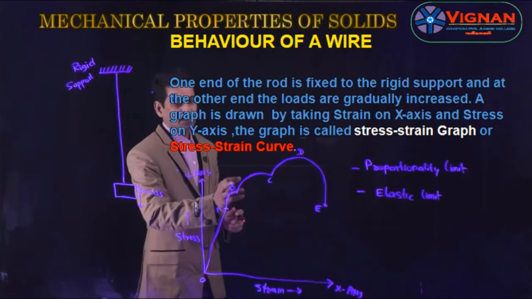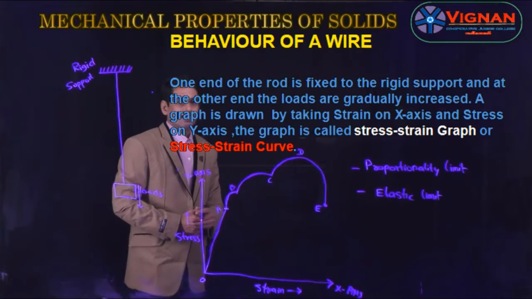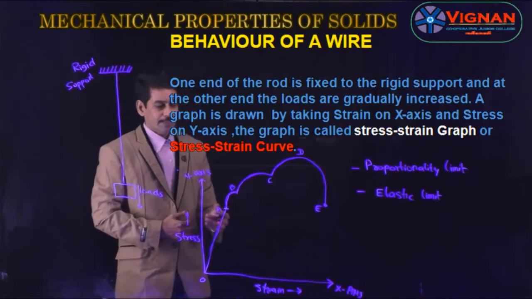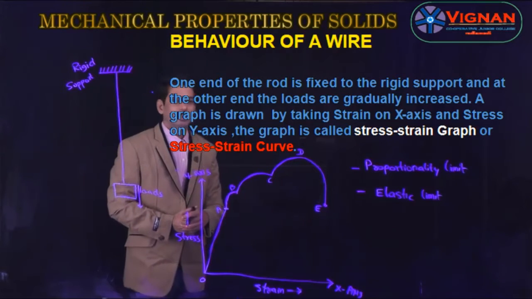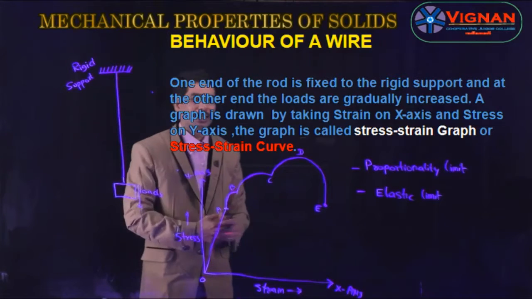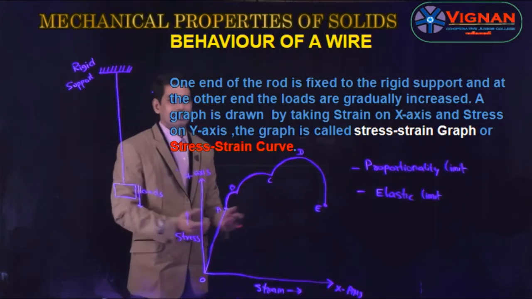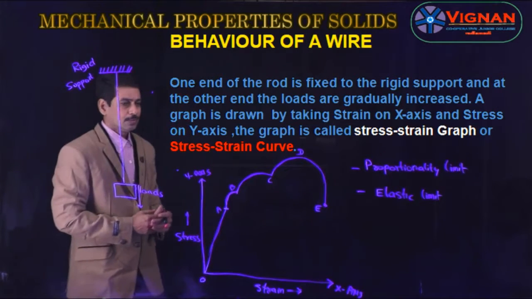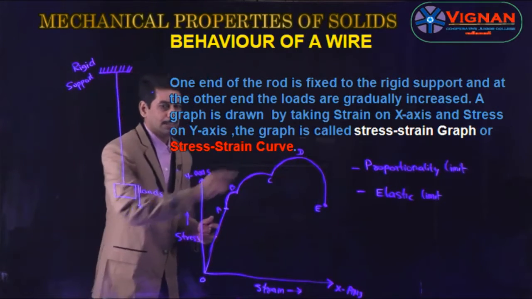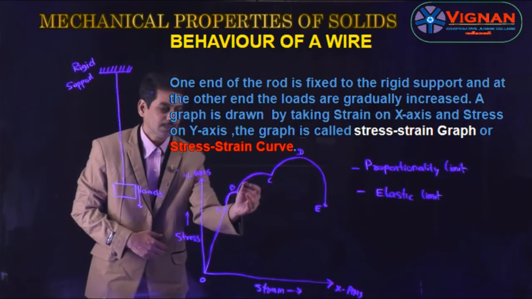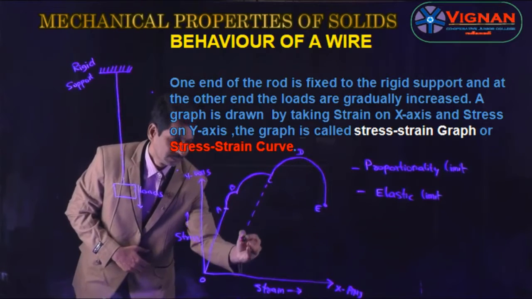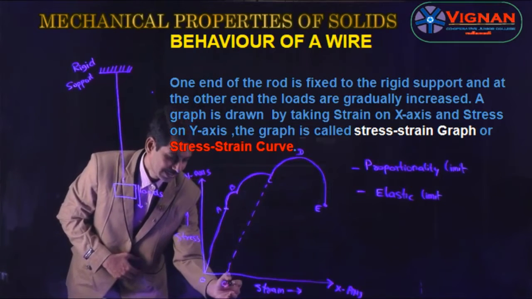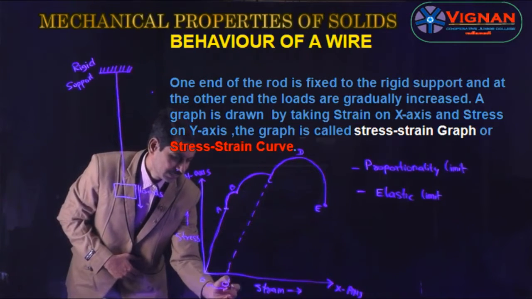And beyond the point B, if we increase the strain, the stress also increases, but here the wire does not have elastic nature. So how can you say that the wire does not have elastic nature? If we remove the loads at the point C, then the wire does not get back to its original shape, but it reaches some other point. Let us consider this as O dash. So this is nothing but increasing length.